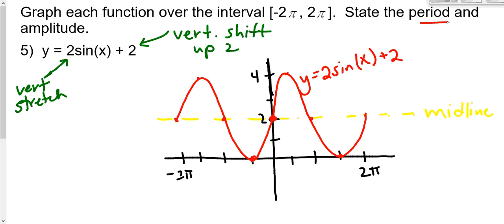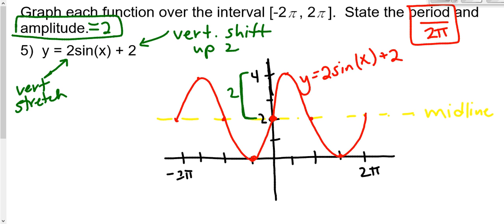What's the period? So we did not make it any wider or narrower, so the period did not change compared to the original. It's still 2 pi. What's the amplitude? It did get taller. The distance from the middle to the top is now 2 instead of 1, so the amplitude is 2. All right, there you go.